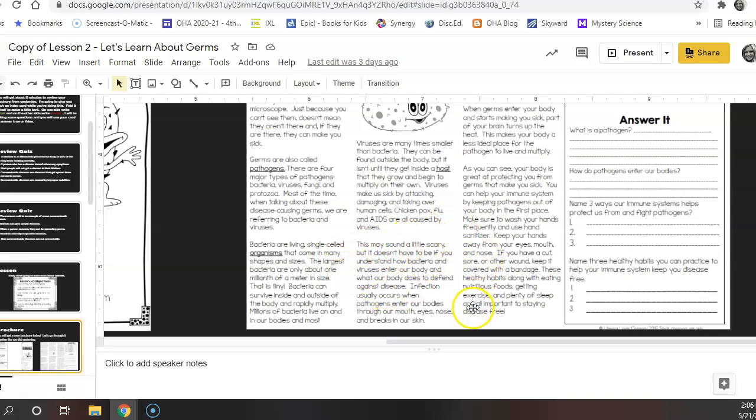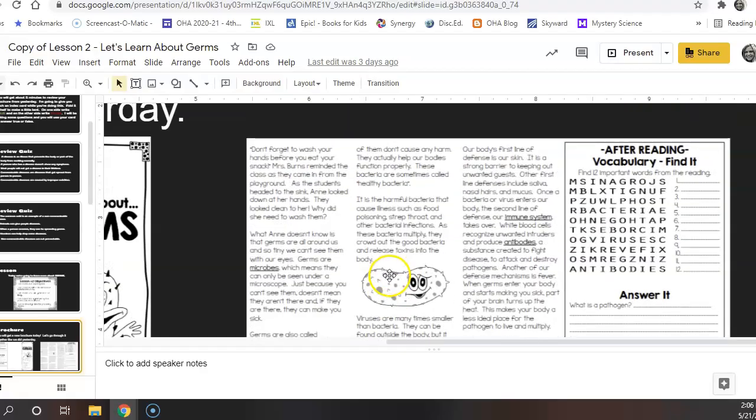This may sound a little scary, but it doesn't have to be if you understand how bacteria and viruses enter our body and what our body does to defend against disease. Infection usually occurs when pathogens enter our bodies through our mouth, eyes, nose, and breaks in our skin. Our body's first line of defense is our skin. It is a strong barrier to keeping out unwanted guests. Other first-line defense includes saliva, that's your spit, nasal hairs, and mucus.